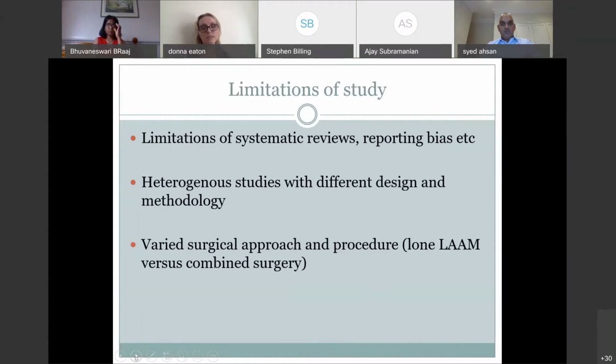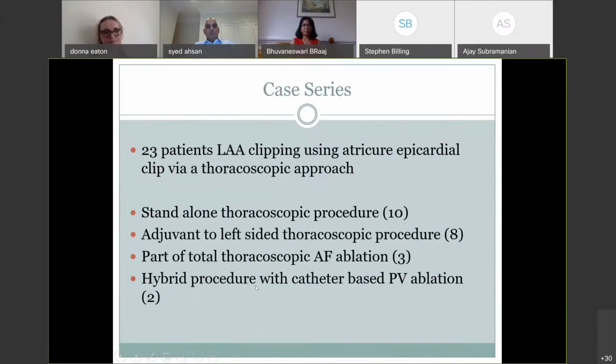So the limitations of the study are the same as the limitations of many systematic reviews. They have a lot of reporting bias. There's heterogeneity of the studies. The studies have different designs, different methodology. The surgical approach was quite varied, and the procedure was as well. So some of those papers were looking at lone left atrial appendage occlusion, and others were looking at left atrial appendage in a setting of atrial fibrillation and cardiac surgery. Next slide, please. Thank you.